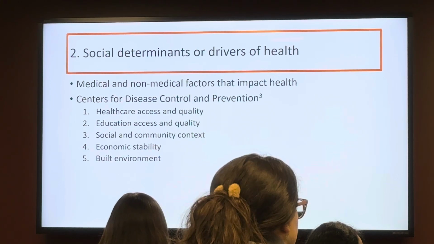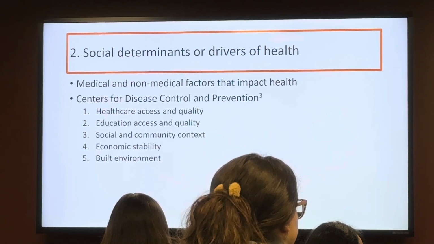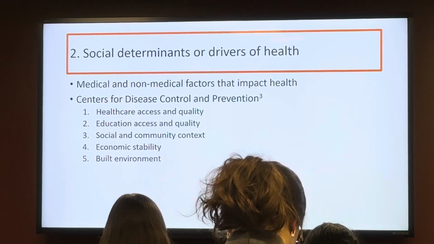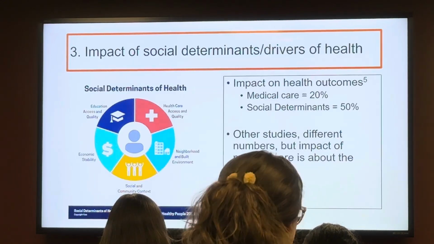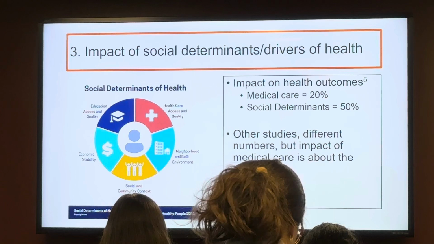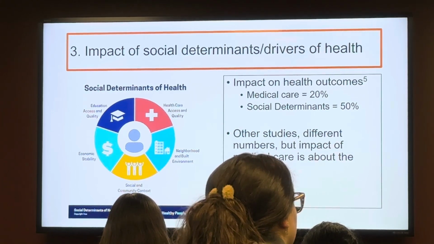So that's important. Your family context is important. Those are the things that are recognized as the social determinants or drivers of health. Now, what impact do these have on health? That's a nice picture from Healthy People 2030. Same list of things, I think, if I did it right.